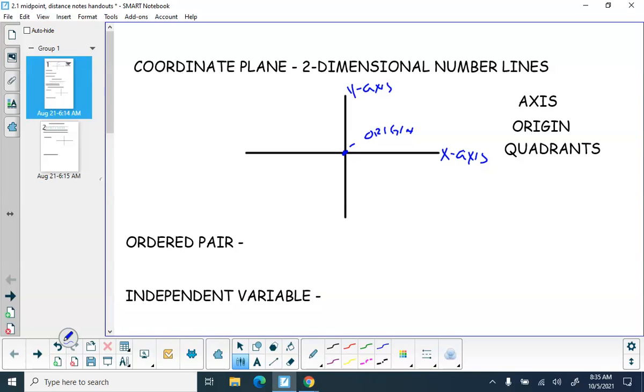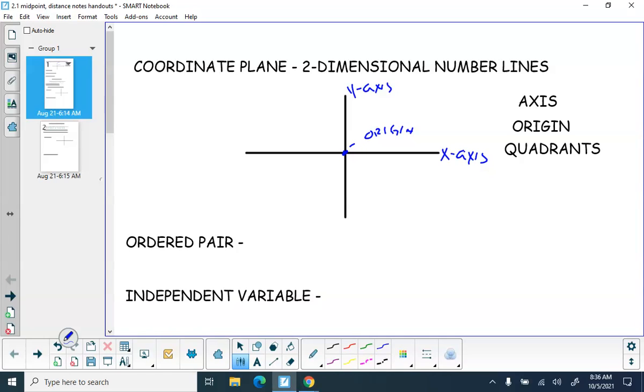Our coordinate plane is divided into 4 regions now. The plane is the plane of the board. A plane is a flat surface, and our flat surface is our smart board there. We divide this into 4 regions. These 4 regions are called quadrants. Quad means 4. Quadrants, 4 regions.